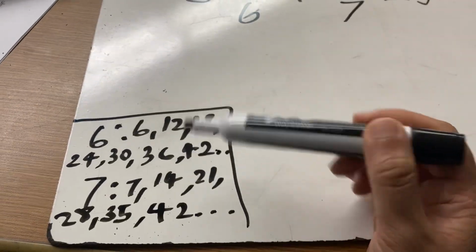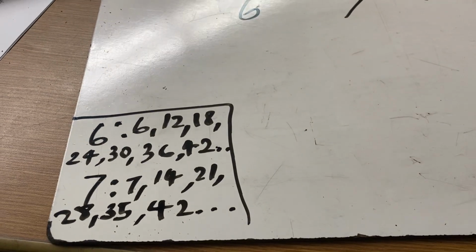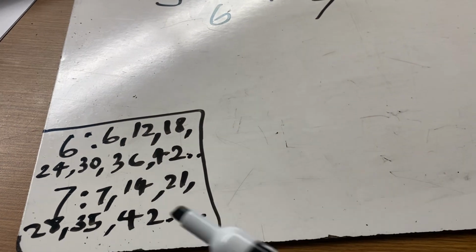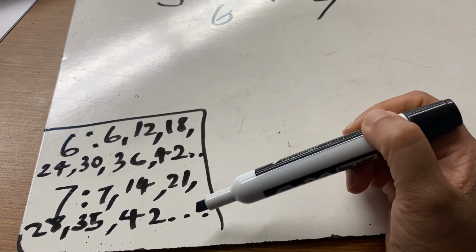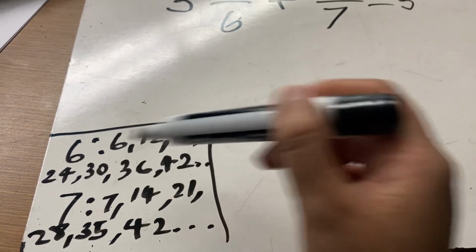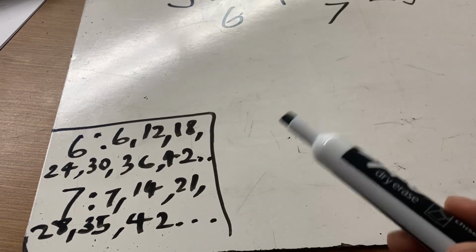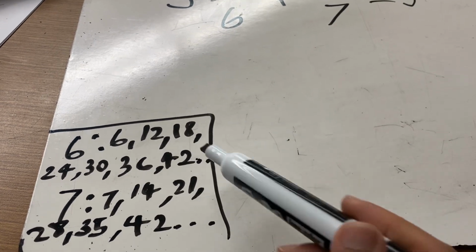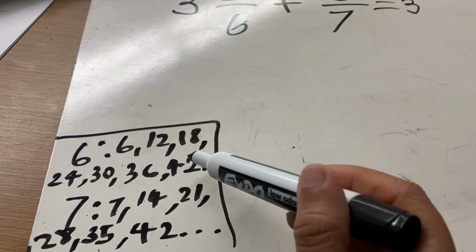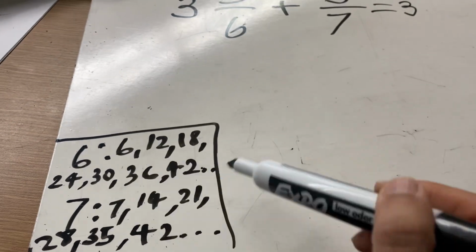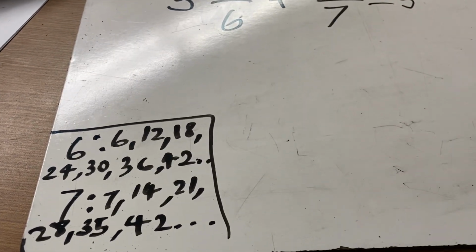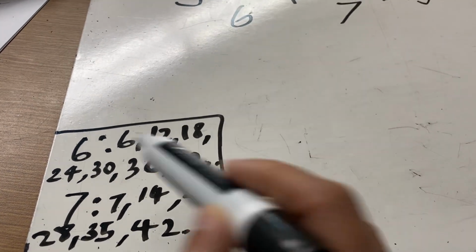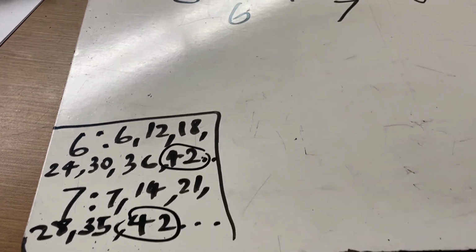And how did I know that? That's because I know my 6 times table and my 7 times table. It will be very easy for you as well. If you know your times tables, you wouldn't have to list these out like this. You would know immediately, oh, 6 and 7, they have a least common multiple of 42. That's the number that they both have in their times tables. That's the smallest number that they have. They probably have other numbers, but you got to keep going. So we stop at the smallest, the least. So 42 is the common multiple.